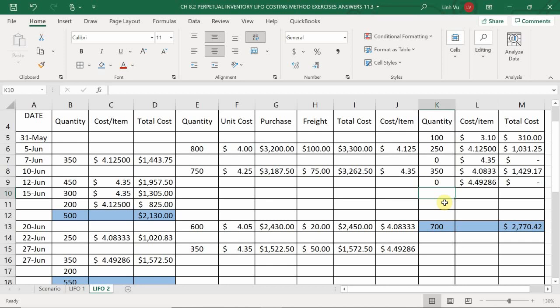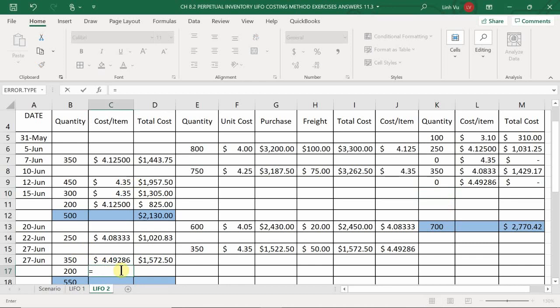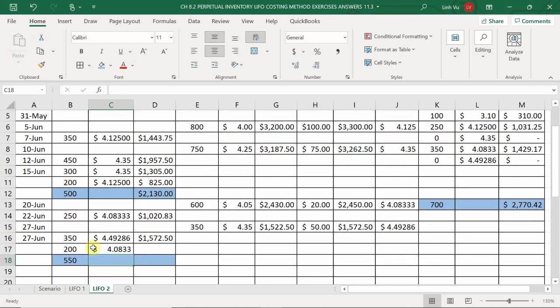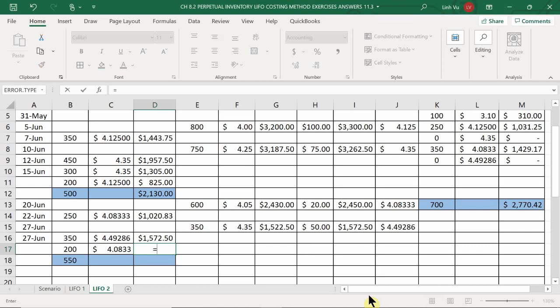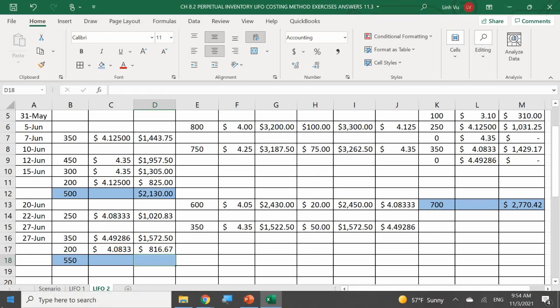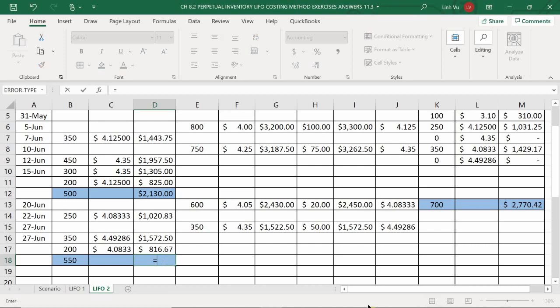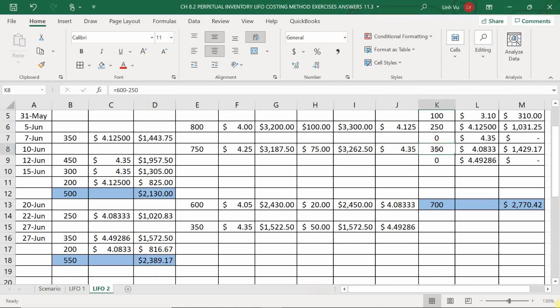So now which one are we going to be taking out from next? The remaining 350, right, at 408.33. Okay. So then let's go ahead and calculate that. What's my total cost of goods sold for selling 200 units at 408.33? $816.66. 816.6666, so that's going to give you 67. Okay. All right, so again, if you are journalizing this, your grand total should be 2,389.17. Okay.